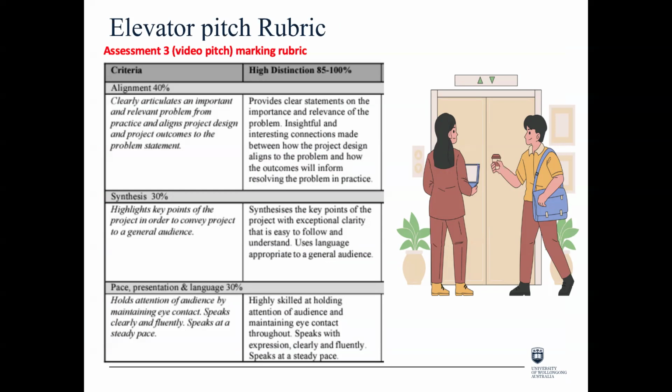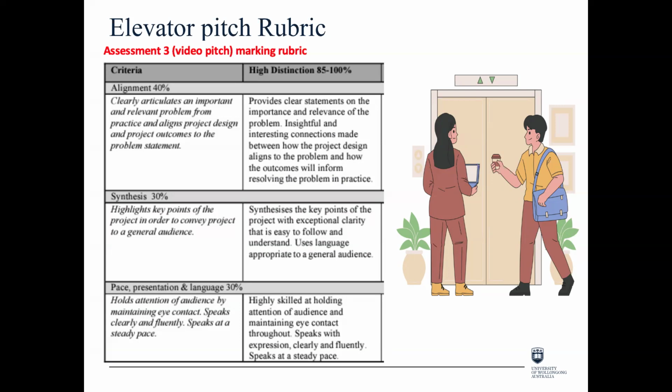So alignment is worth 40%, and that's where I'll be looking at whether there's a clear articulation between, talking to me about your project being on an important, relevant problem from a practice point of view, and that the project design and project outcomes align to that problem statement that you're talking to me about. So I'll be looking for a clear statement on the importance and relevance of the problem, insightful and interesting connections made between how the project design aligns to the problem and how the outcomes will inform resolving the problem in practice.